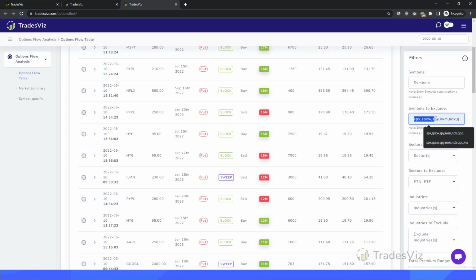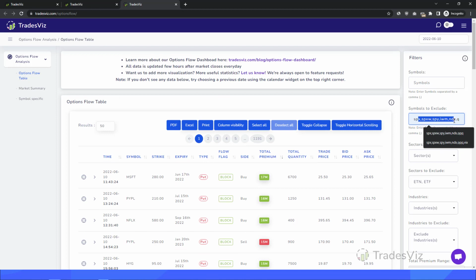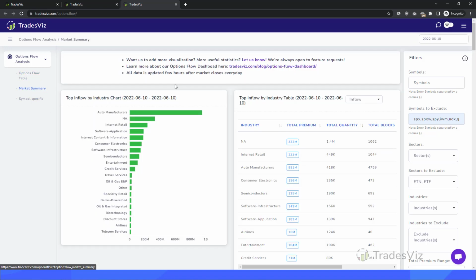For example, you don't want to look at SPY, SPX, QQQ. There will be a lot of trades in these symbols, so we've decided to exclude them. Another example is we've decided to exclude ETNs and ETFs. We're only interested in stocks. If you're not, then you don't have to exclude them, so again, it's completely dependent on you. We provide the most easy-to-use platform where millions of trades, millions of data points, are at your fingertips at any time, accessible for you to trade.